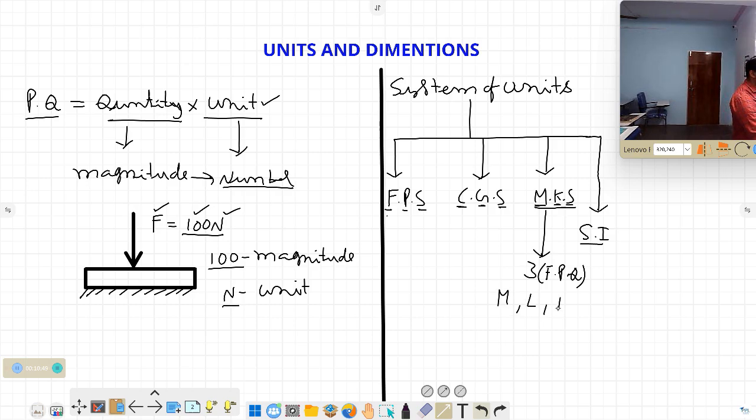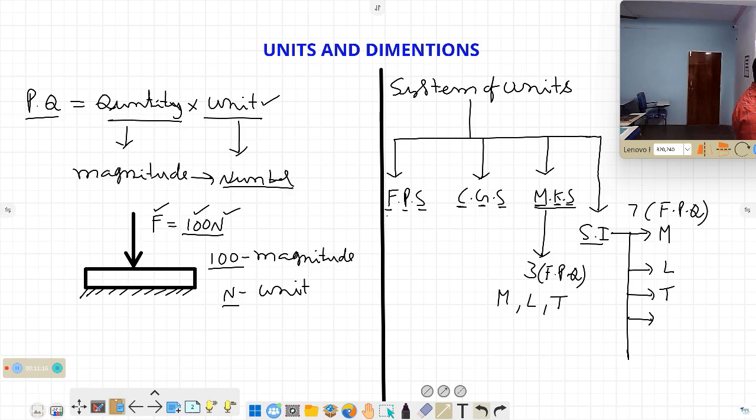What are those fundamental physical quantities? Mass, length, time. But when you come across the SI system, which is the latest system, according to this we have 7 fundamental physical quantities. 7 fundamental physical quantities we have according to the latest system of units which we are using. According to this, the fundamental physical quantities are mass, length, time, 3 already over.